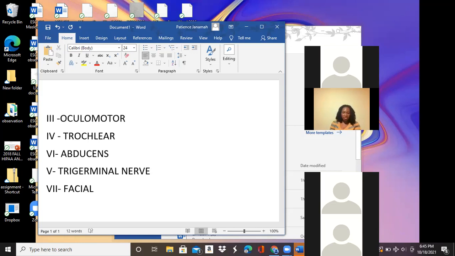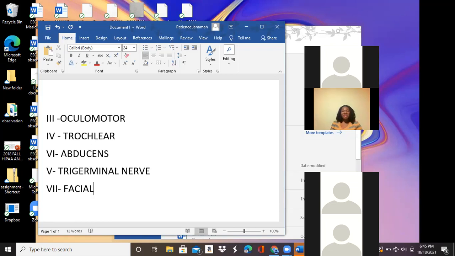Facial nerve. That's the one that controls facial expression. So if I look at you, I squeeze my face. That's the word I want to use. Squeeze your face instead of frown. So frown your face. That's the nerve that controls frowning of your face.